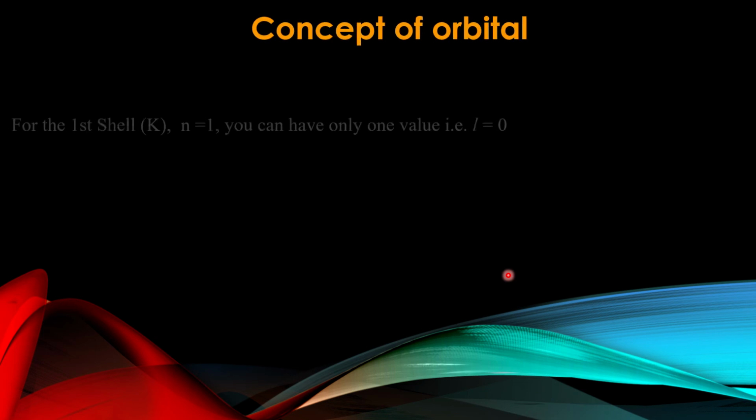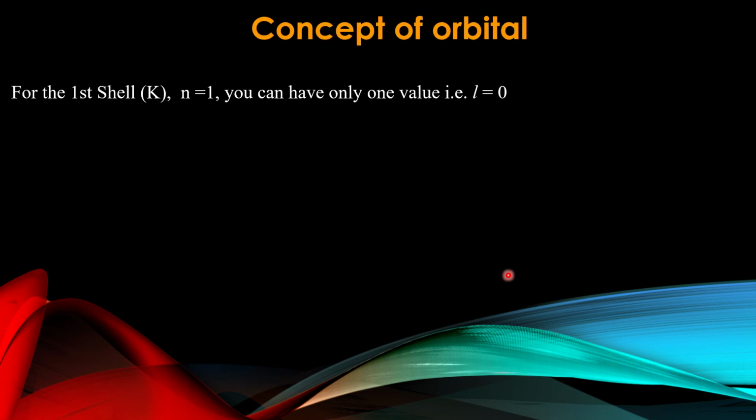Now we will learn about the orbitals. For the first shell, that means the K shell, when n equals 1, how many values of l are possible here? We know the value of l depends on the value of n. Here n equals 1 and the value of l is 0 to n minus 1, that means 0 to 0. So l has only one value, that is l equals 0. And we learned that when l equals 0, this is the s orbital. It is the first shell, so the K shell has only one orbital and that is 1s.